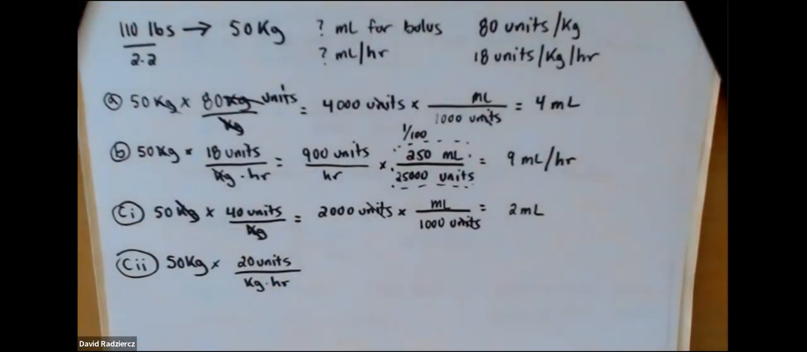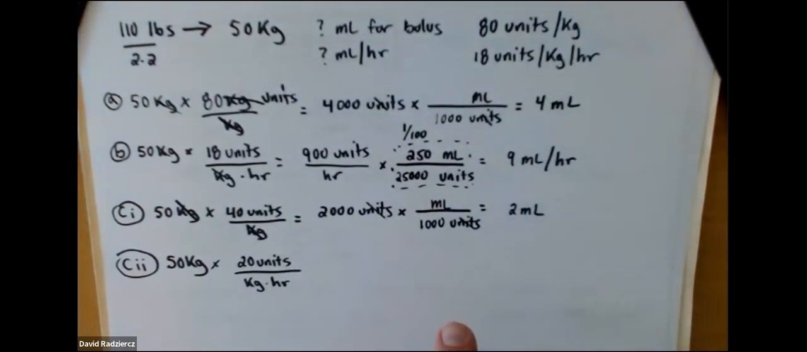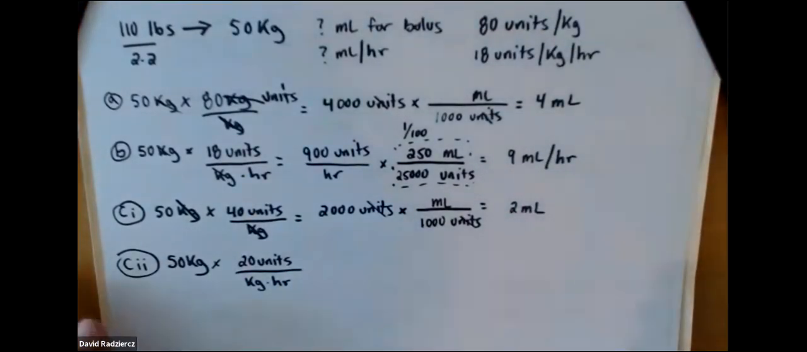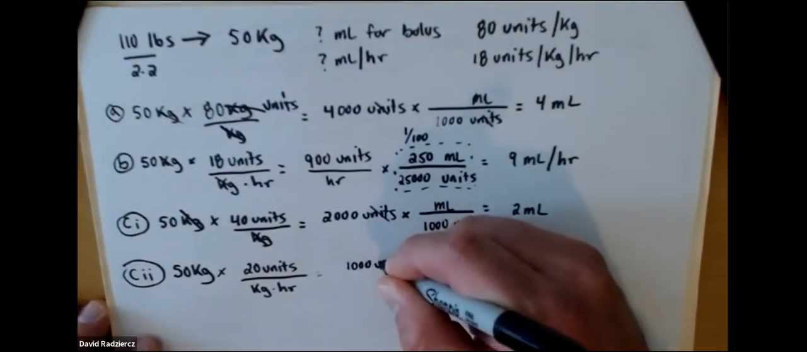Don't try and do it from the end point, because that's where you'll go wrong if you do it that way. So we get 1,000 units.